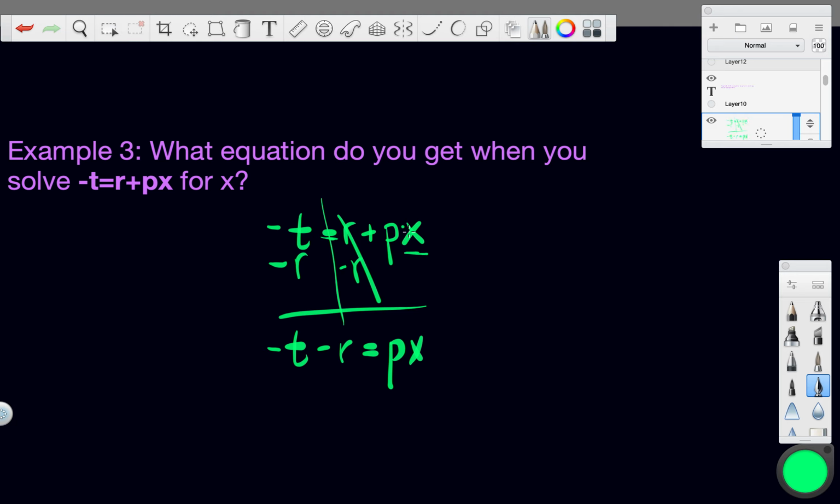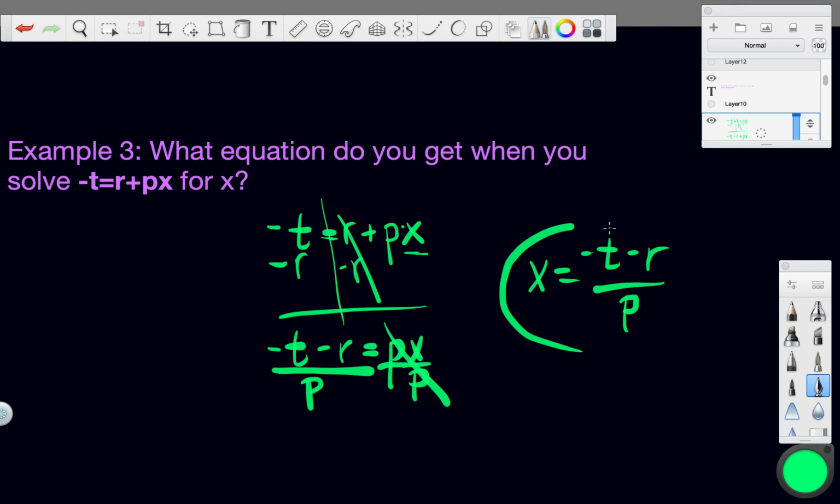Now, p and x, we discussed up here that they are connected through multiplication, so I want to get rid of it by division. Divide by p, and then divide everything by p, which means I'm left with x equaling negative t minus r all over p. Okay?